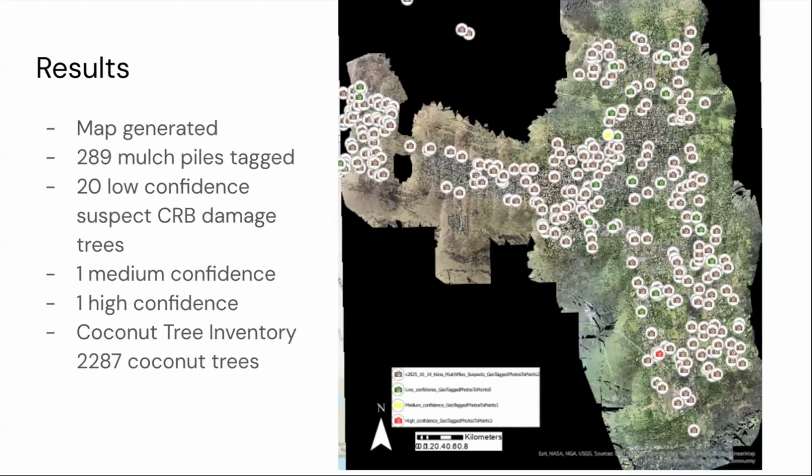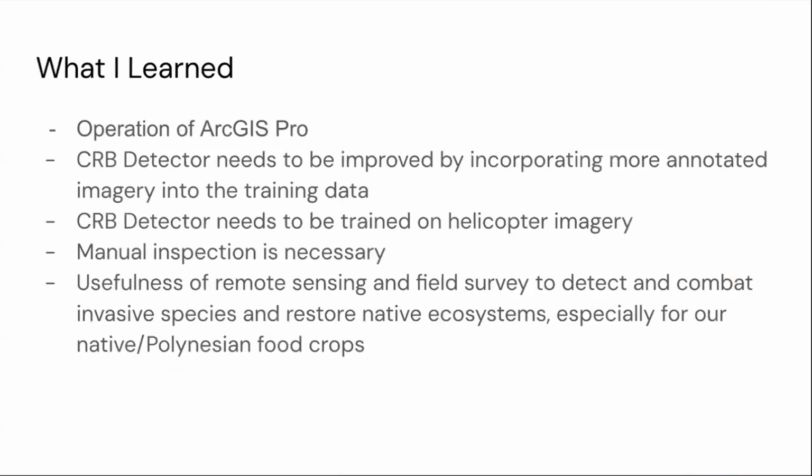So the result of this is the map that's generated. The brown points are the 289 mulch piles tagged, and the green ones are the 20 low confidence suspect CRB damaged trees. There's one medium and one high confidence tree in there, and then the coconut tree inventory, which was on the previous slide, was also shared back with them. In this whole process, I learned the operation of ArcGIS Pro, and I also learned that the CRB detector needs to be improved by incorporating more annotated imagery into the training data.